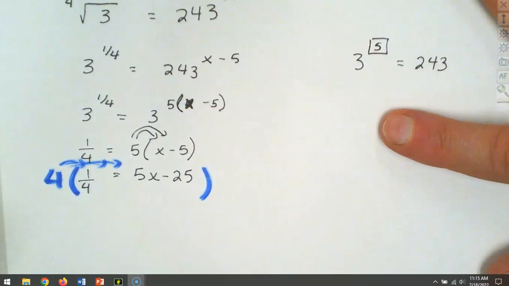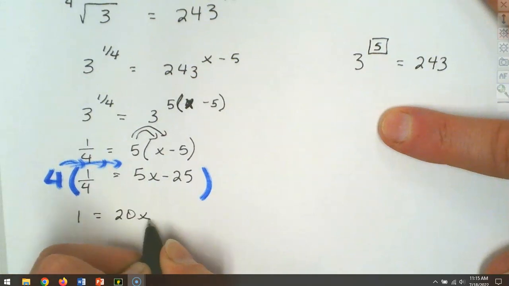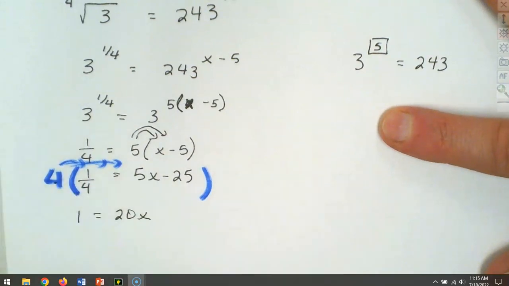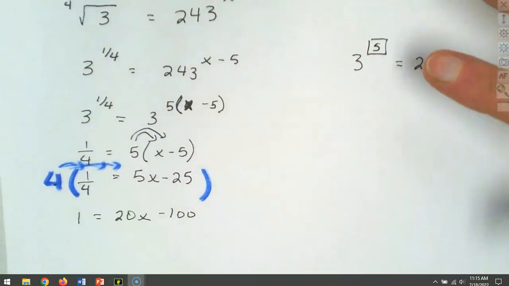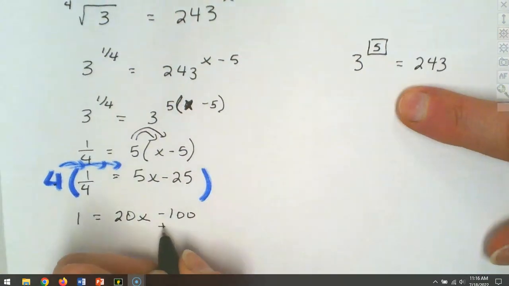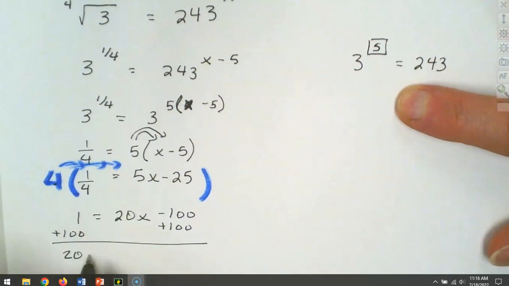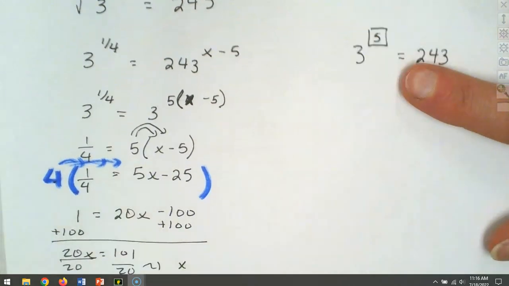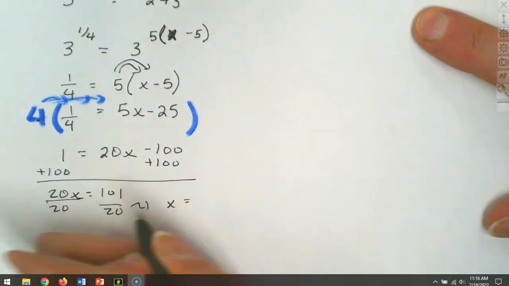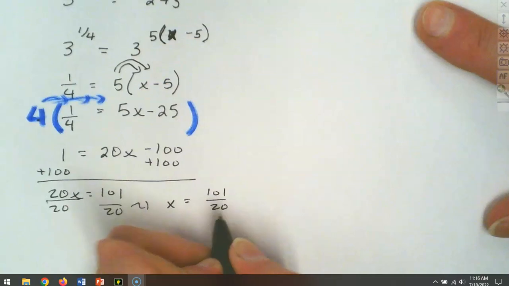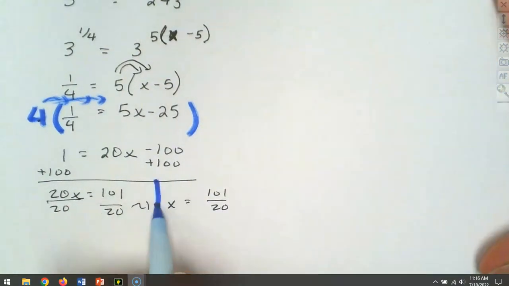And that's going to now leave you with 1 equals 5 times 4, that's a 20x. 4 times that negative 25, well, that's going to make it a minus 100, isn't it? Add that 100 over. So 20x now equals 101. Divide by your 20. And now we have x is going to equal 101 over 20.